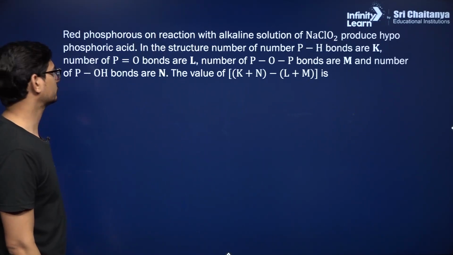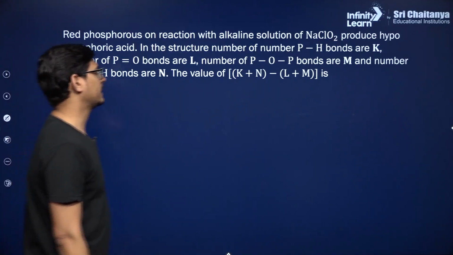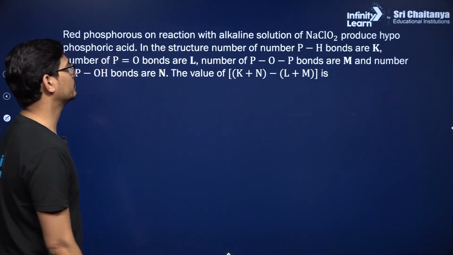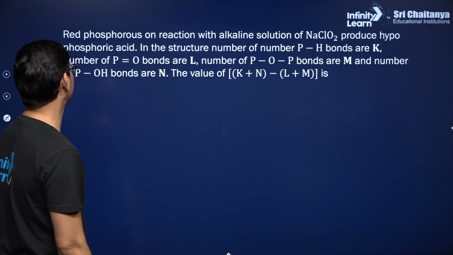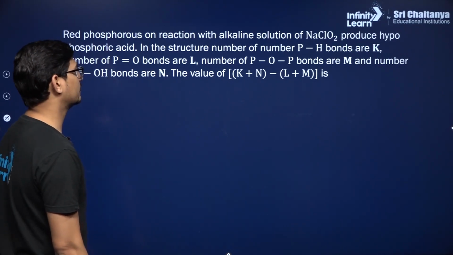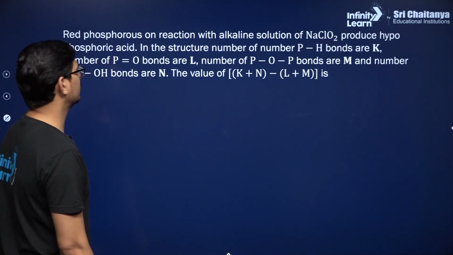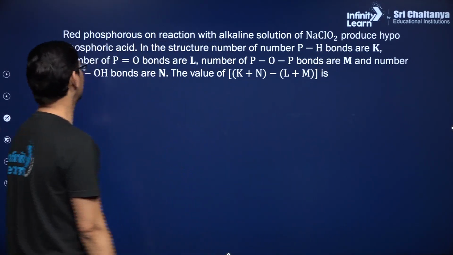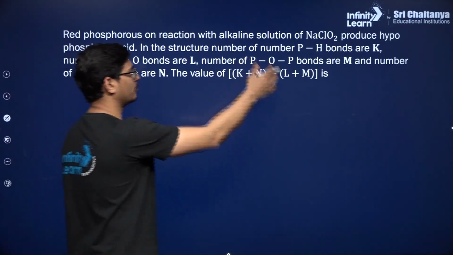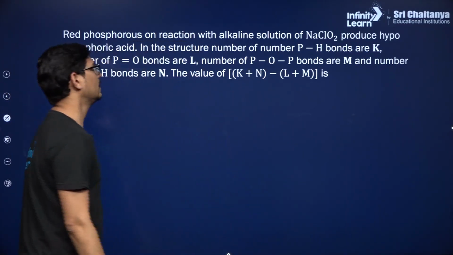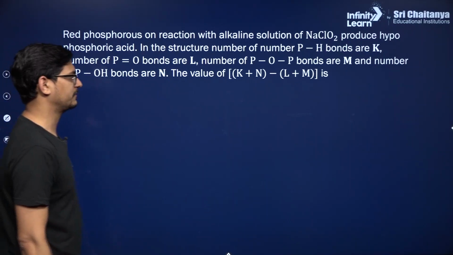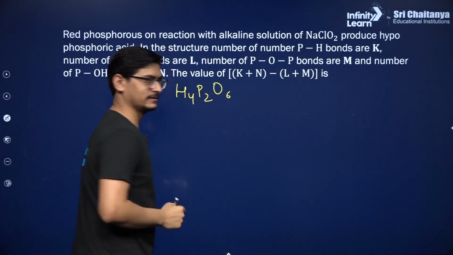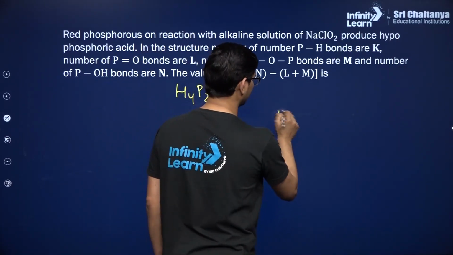Then red phosphorus on reaction with alkaline solution of NaClO2 produces hypophosphoric acid. In the structure, the number of P-H bonds are K, number of P=O bonds are L, number of P-O-P bonds are M, and number of P-OH bonds are N. So the molecule is hypophosphoric acid, which is H4P2O6. So the structure I'm writing here.